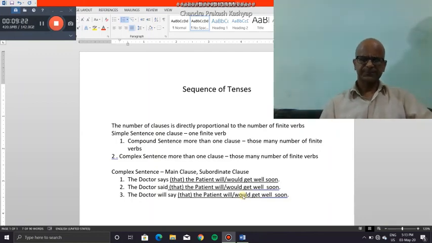The simple rule on which all the rules of this chapter, sequence of tenses, are based is: if the main verb is in the past tense, the verbs in the subordinate clause will be in the past tense only. However, if the main verb is in the present or future, depending on the context, the tenses of the finite verbs in the subordinate clauses can be future, past or present. Can be in any tense. I will repeat this.